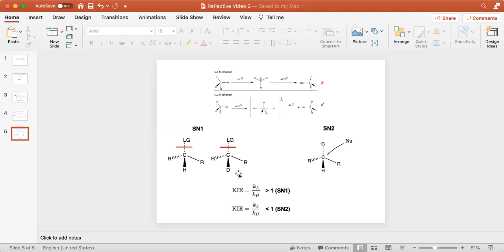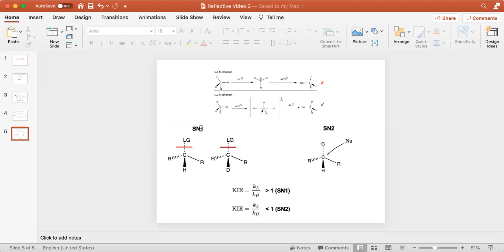So we can know our proposed mechanism is correct. However, sometimes we will see the KIE is smaller than 1, which means the deuterium counterparts can react even faster than the hydrogen counterparts, which is not normal. So that means our proposed mechanism is not correct. Instead, there will be something else. There's no bond breaking happening.